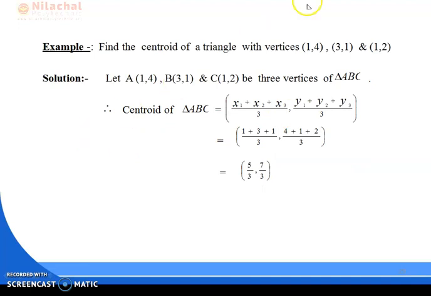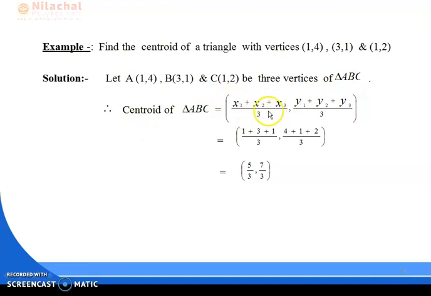Example: find the centroid of a triangle with vertices (1, 4), (3, 1), (1, 2). There are three vertices given. x1 is 1, y1 is 4, x2 is 3, y2 is 1, x3 is 1, y3 is 2. So, these are the three vertices of triangle ABC. The centroid of ABC, what do we get?